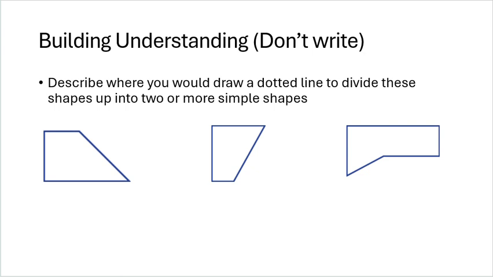Describe where you would draw a dotted line to divide these shapes up into two or more simple shapes. So basically you're just drawing dotted lines, trying to spot where the simple shapes are. Over here, I can draw a dotted line here. This will give me a rectangle and a triangle. That's fine. Over here, I can do the same thing. Split this off. Or another variation is I can do this instead. I can do variation 1 or I could do variation 2.